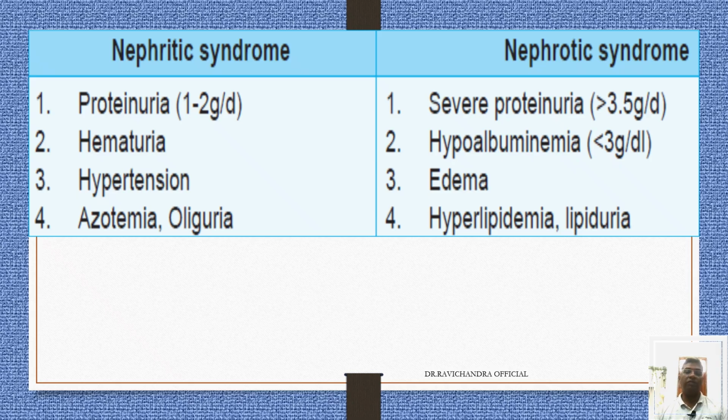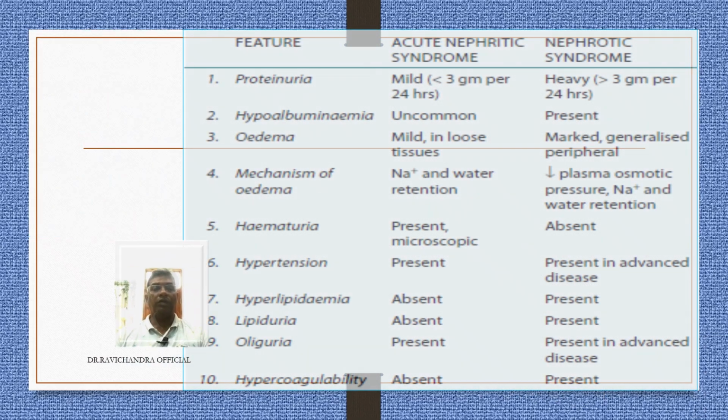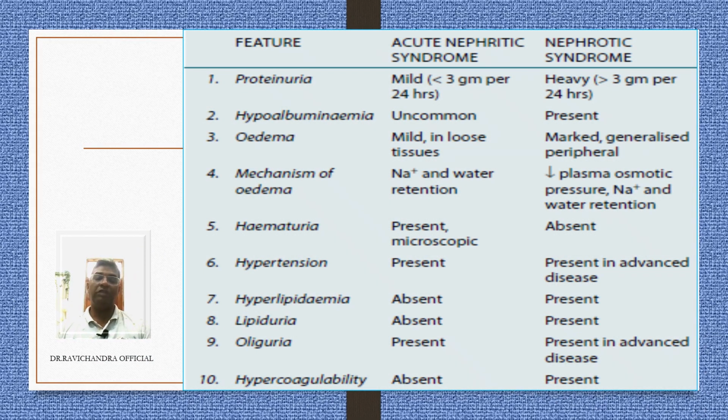If in the exam a 3 marks question is given, very short answer questions, then you have to write at least these 4 differences between the nephritic syndrome and nephrotic syndrome. If differences between nephritic syndrome and nephrotic syndrome are given for a 6 marks question, that is a very short answer question in the university exams, you can write these 10 differences.